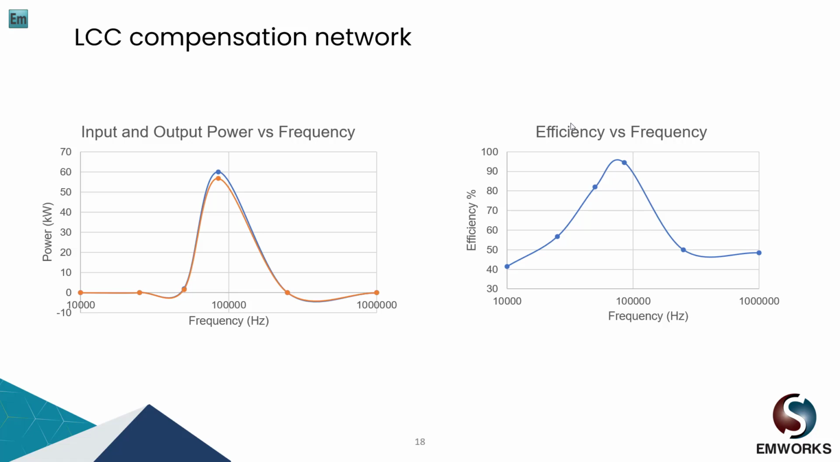As we mentioned, the input and output power have peak values around 85 kilohertz, and from these powers the efficiency is computed and it has a maximum of 95% at the resonant frequency. So this LCC circuit improved the input and output power as well as the efficiency.